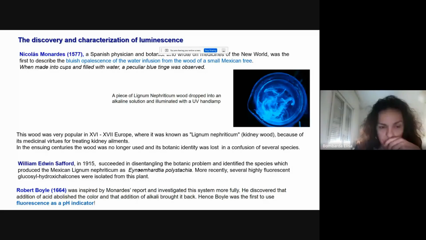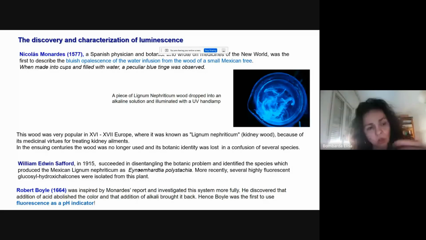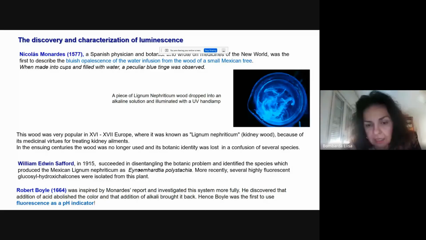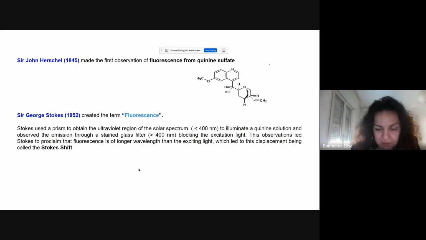Okay, so then let's go on with the history. Robert Boyle, who is famous in thermodynamics, reported an investigation of this system. And what was discovered is that addition of acid abolished the color, and the addition of alkali brought it back. So practically the first pH indicator was observed some centuries ago.